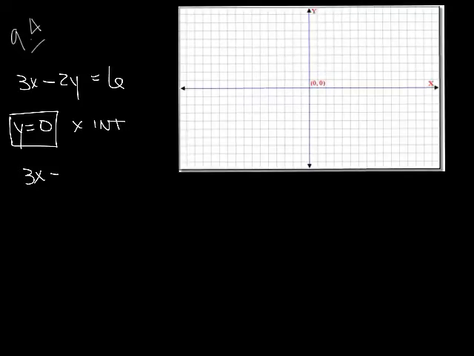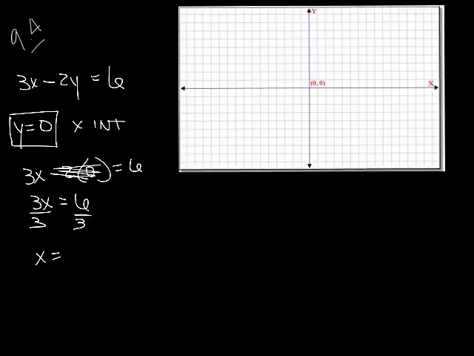3x minus 2 times 0 equals 6. 3x, 2 times 0 is 0, so that goes away, equals 6. Divide by 3, divide by 3, x equals 2. So when y is 0, x is 2. So that is my intercept.